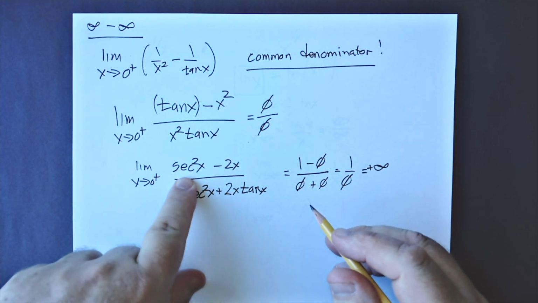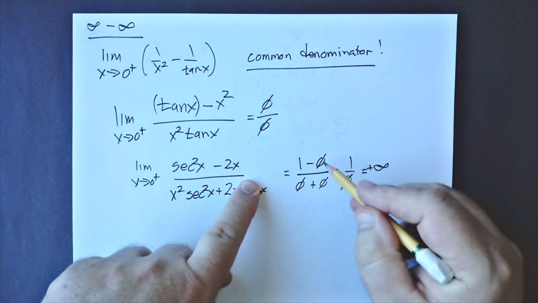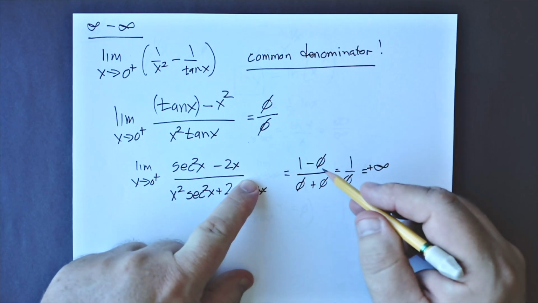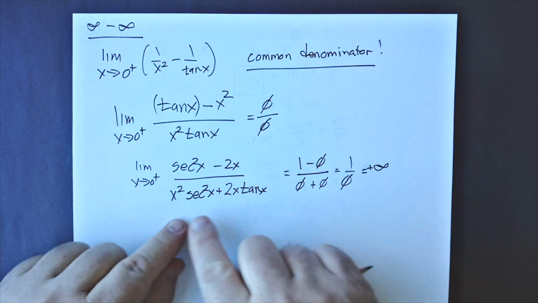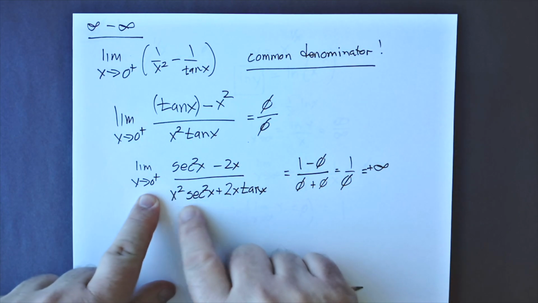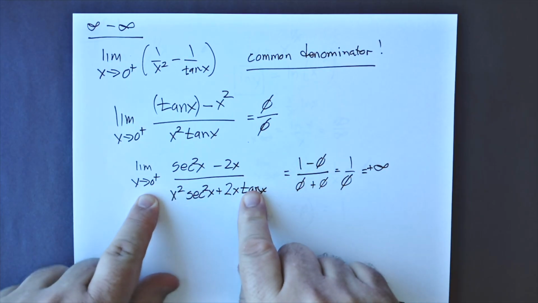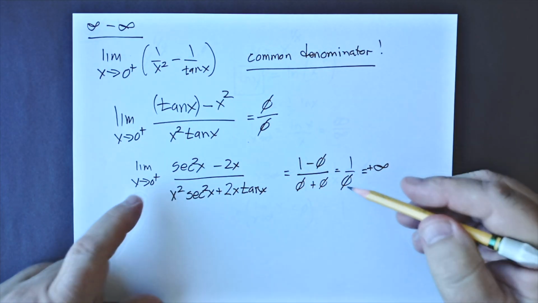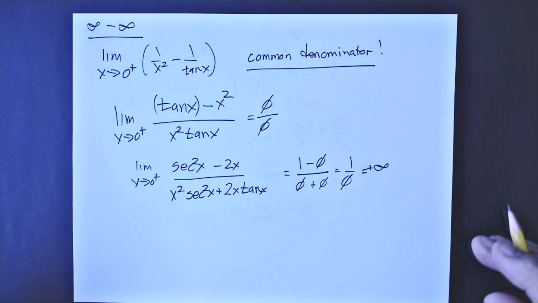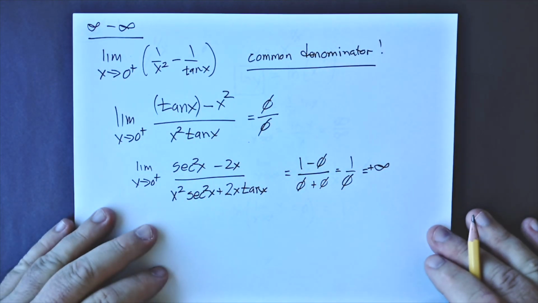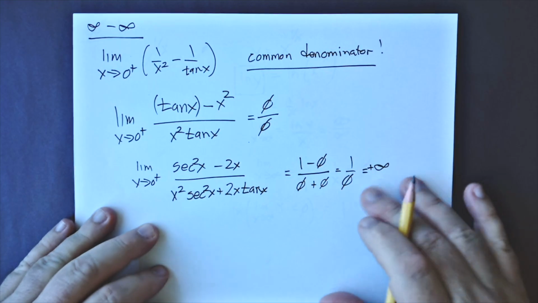Secant of 0 is 1 minus 0, so I have a number in the numerator, so I'm good there. And down here I have, well, this term is 0 and that term is 0, so I have 1 over 0, which is okay because that just means infinity, right? So this is going to positive infinity.